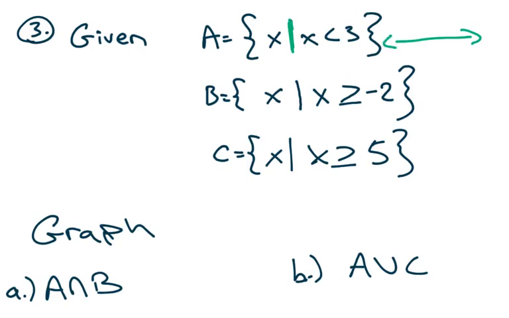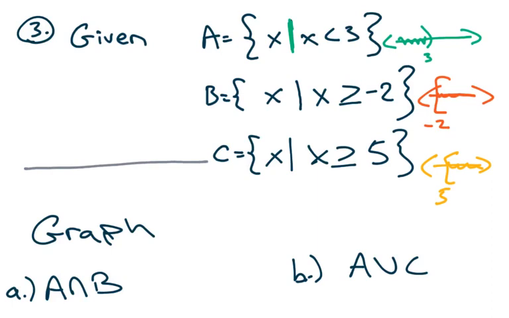Let's quickly write out what these represent. So x is less than 3. We know that this means that it's 3 and less. X is greater than or equal to -2. It's going to be over here at -2. And x is greater than or equal to 5 is going to be here. And then what I want to do is let's just put them all on the same picture. So that's less than 3. That's greater than -2.